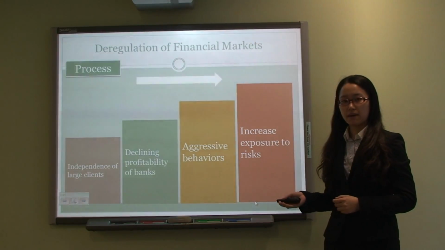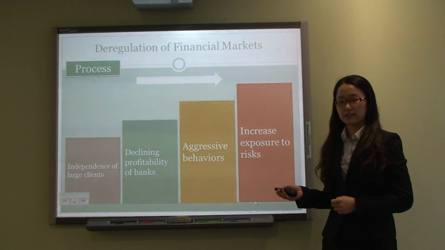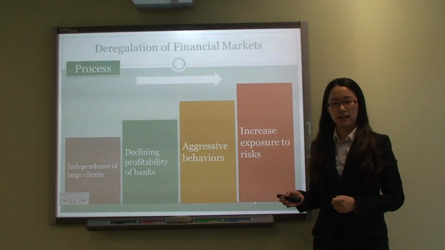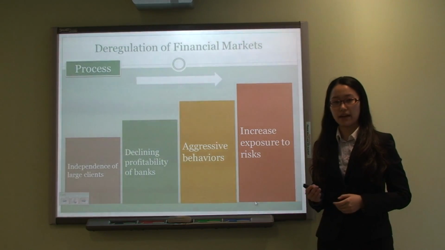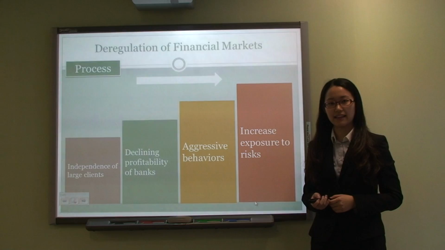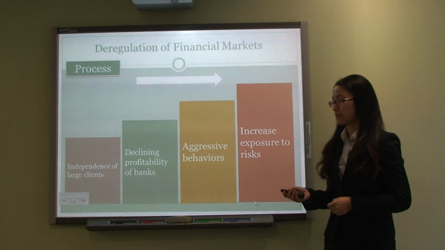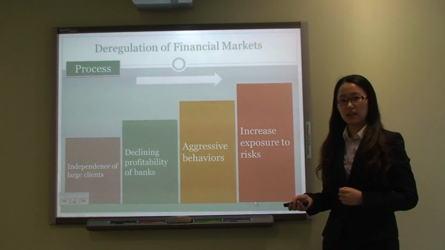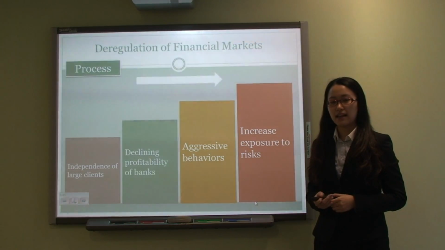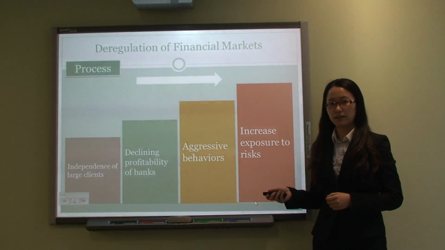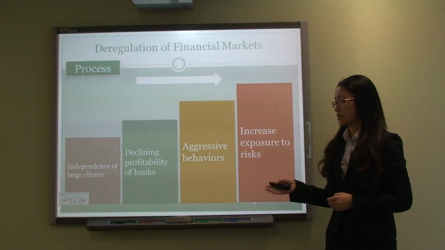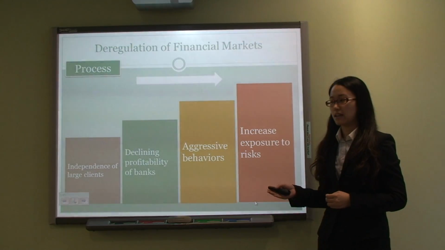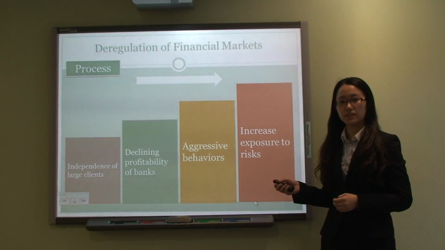It opened up more domestic and foreign funding resources. Therefore, Japanese companies gradually gained independence from bank loans and turned to bond financing and equity issues. Therefore, the Japanese banks lost many of their big clients and faced the threat of declining profitability. This induced more aggressive bank behaviors and exposed them to higher risks concerned with default.